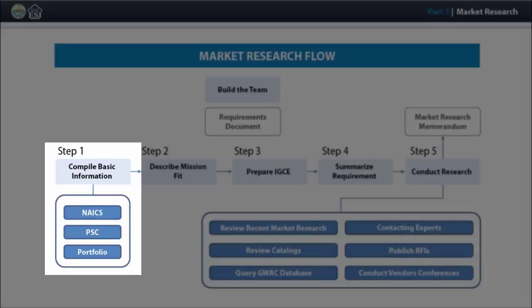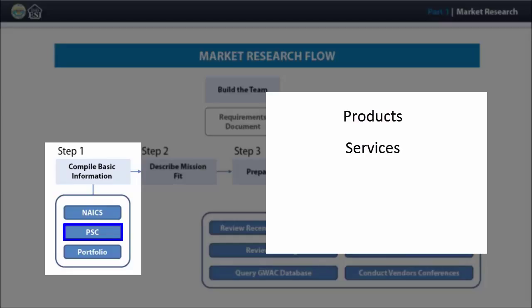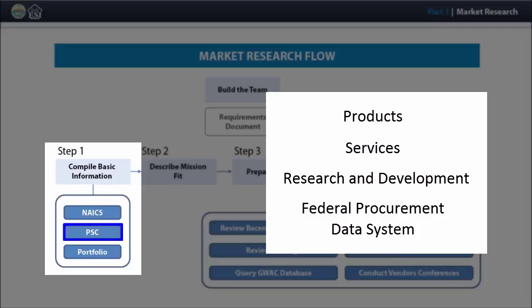The KO will also identify the appropriate Federal Product Service Code, or PSC. This code describes products, services, and research and development purchased by the federal government. These codes indicate what was bought for each contract action reported in the Federal Procurement Data System, or FPDS.